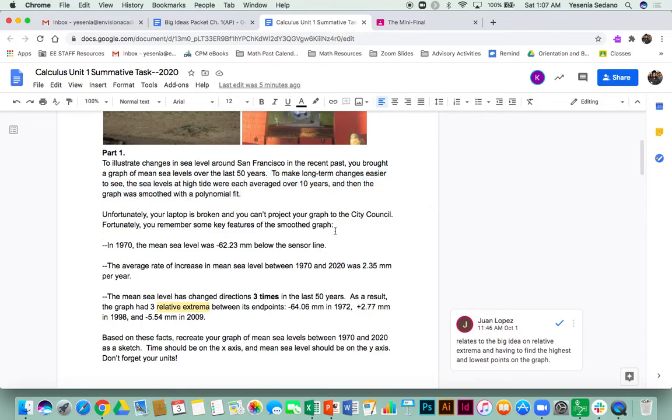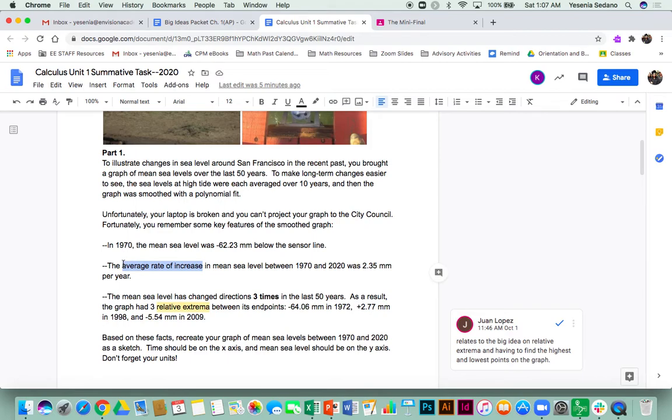Again, unfortunately, your laptop is broken, so you can't project your graph to the city council. Fortunately, you remember some key features of the smoothed graph. In 1970, at the start of you taking data, the mean sea level was negative 62.33 millimeters below the sensor line. All right, so we have a recording point, the sensor line. I'm thinking that might be the origin. If they're not telling us to put it anywhere else, I might make that the origin if that's the easiest way to do it.